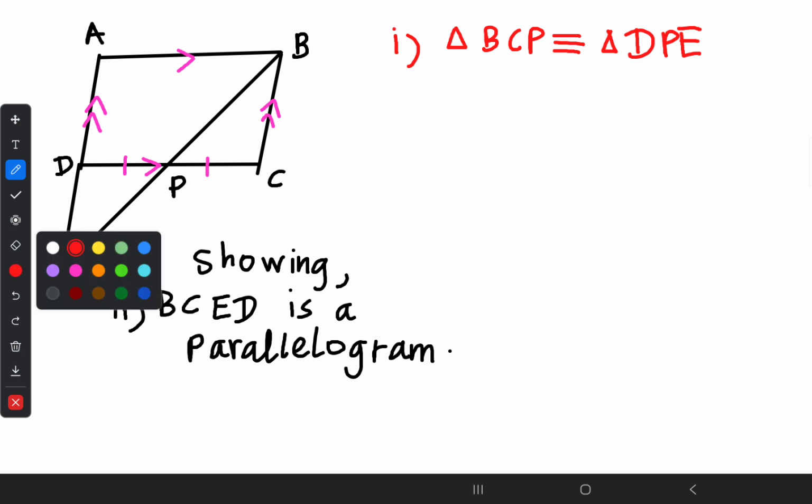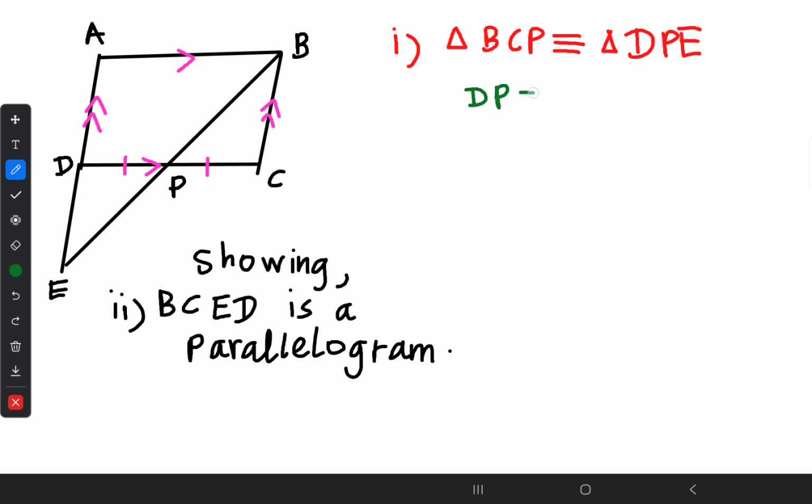So here, first, what are the already existing equal quantities in both triangles? This side equals to this side. This is one data. I will denote that data as first. So already in these two triangles, let's write DP equals to BC, because that's given in the data section.